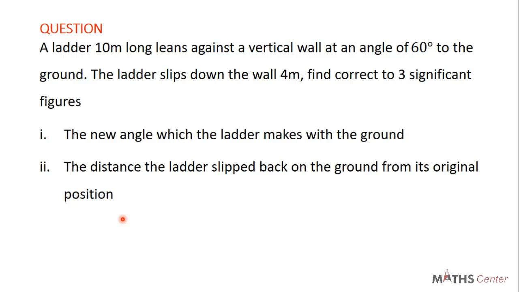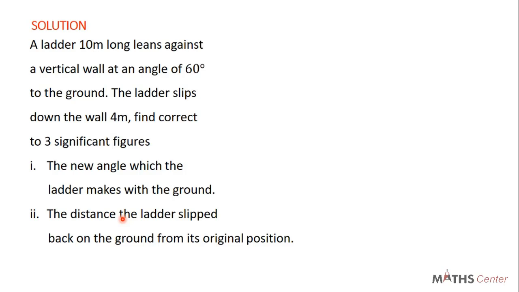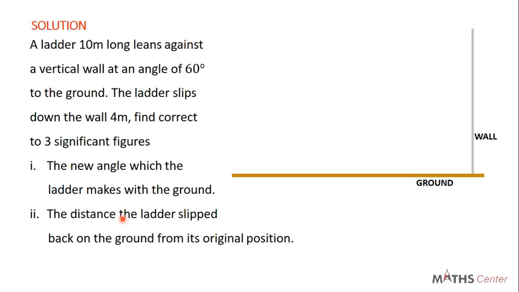So a diagram was not given to us. We are going to draw our own diagram. So here is the question once again. A ladder 10 meters leans against a vertical wall at an angle of 60 degrees to the ground. Okay, so if this is the ground, we will have our wall on the ground. So this is the ground and this is the wall. Now the question says that this ladder leans against the wall. So the foot of the ladder will be on the ground, then the other part will be against the wall, as we can see here.